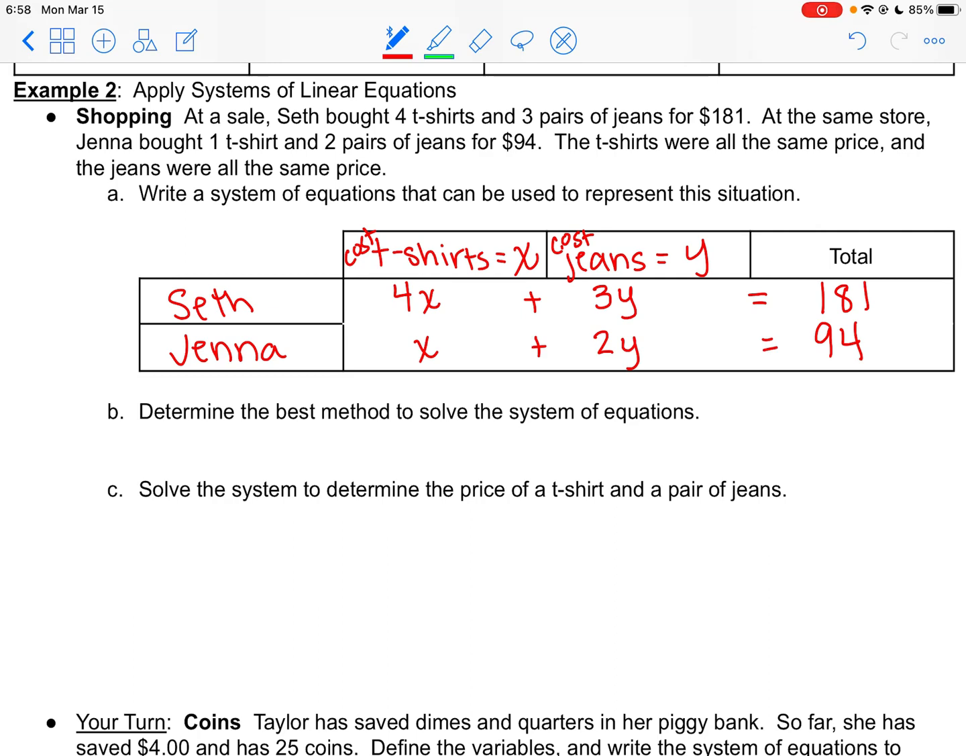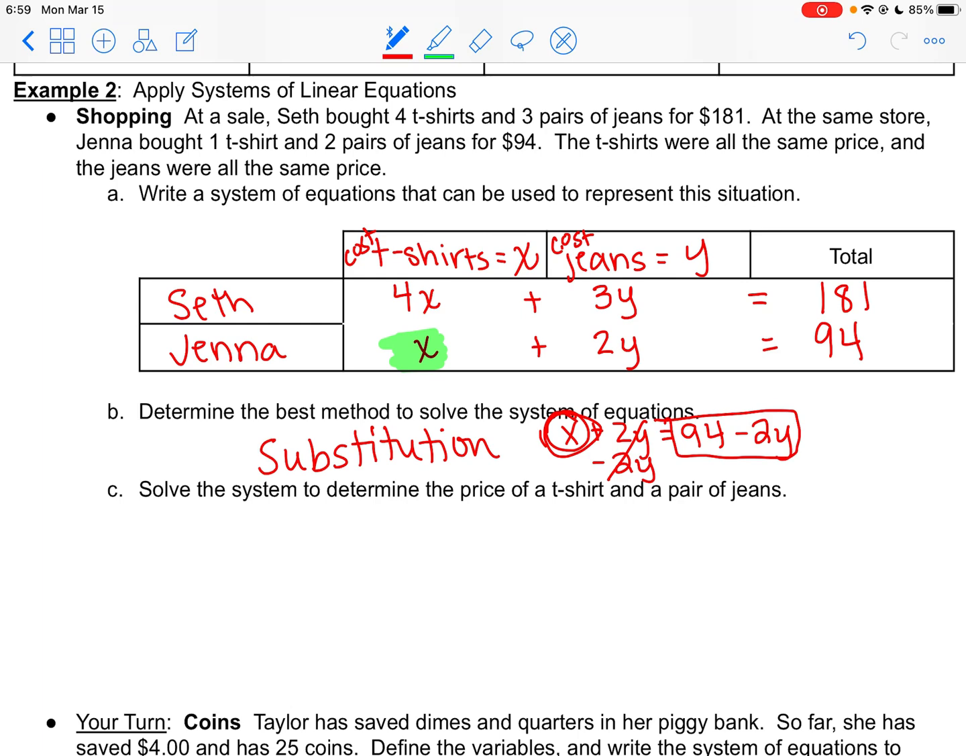So looking at this system, we need to figure out the best method to solve. Since I see that the second equation has a variable that has a coefficient of 1, that would be a 1x, substitution will be my best method. To use substitution, I would take this equation, x plus 2y equals 94, and I want to get this x completely by itself. So all I have to do to get that x by itself is to subtract 2y from both sides. So now x can be replaced with 94 minus 2y.